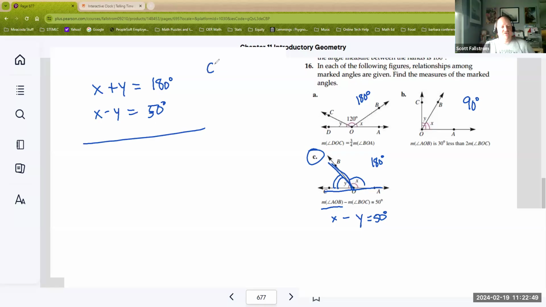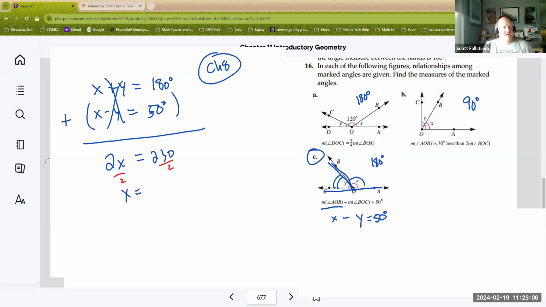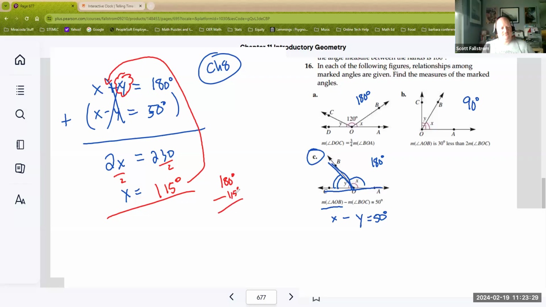And now you use the techniques from chapter 8. That's why we covered that before we got here. And if you add these together, off you go. So two X's, the Y values go away, and that equals 230. So X, now we just need to get X by itself. So we'll divide by 2, and it looks like I get 115 degrees. So if X is 115 degrees, you can plug it into either one of the top two, because 115 plus something has to equal 180. So I could just do 180 minus that 115, and that will get it to me.